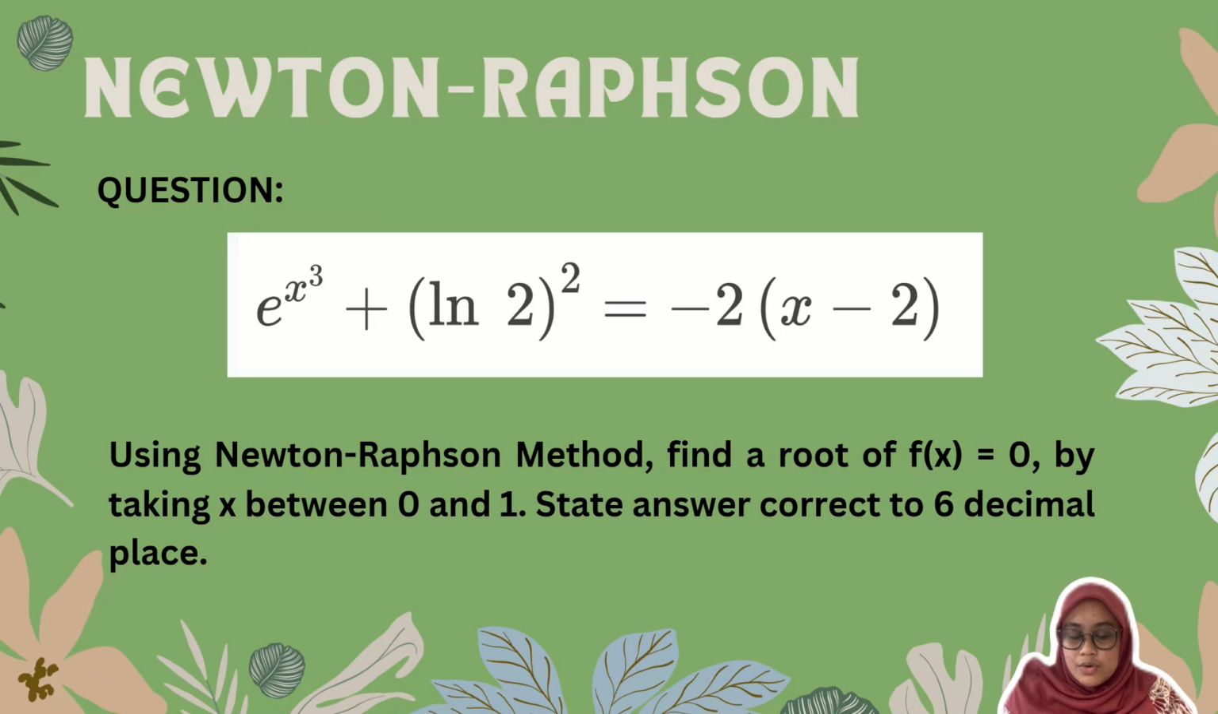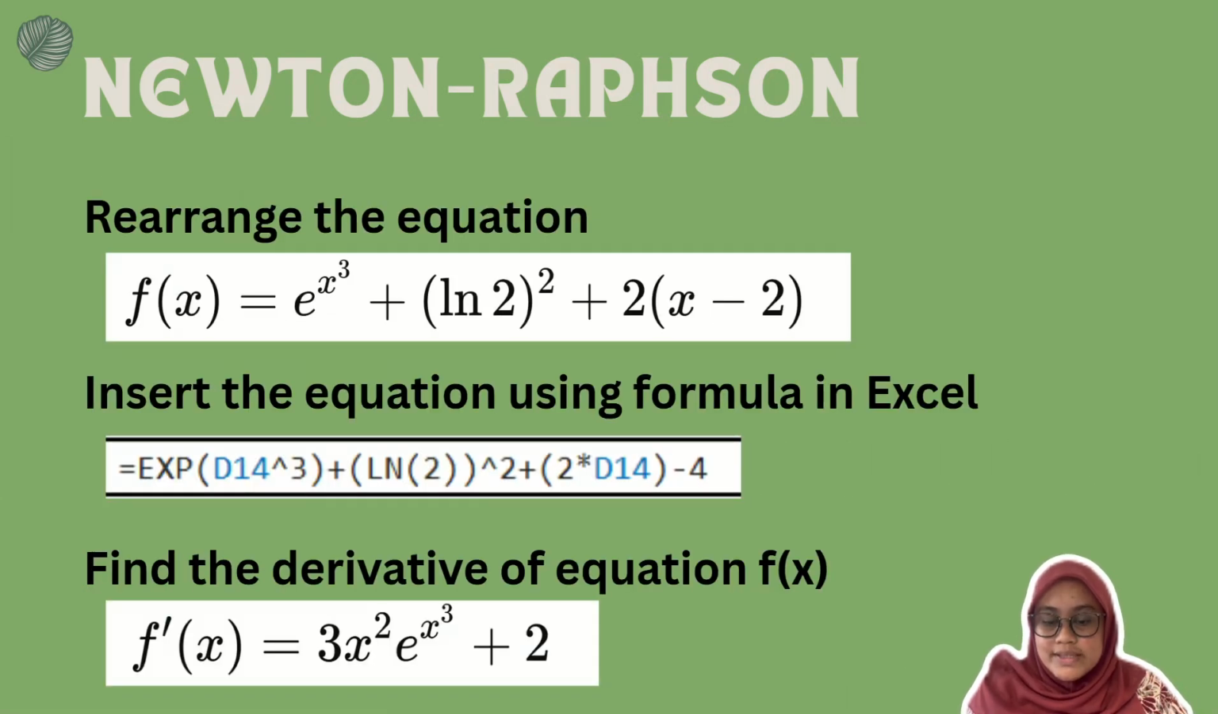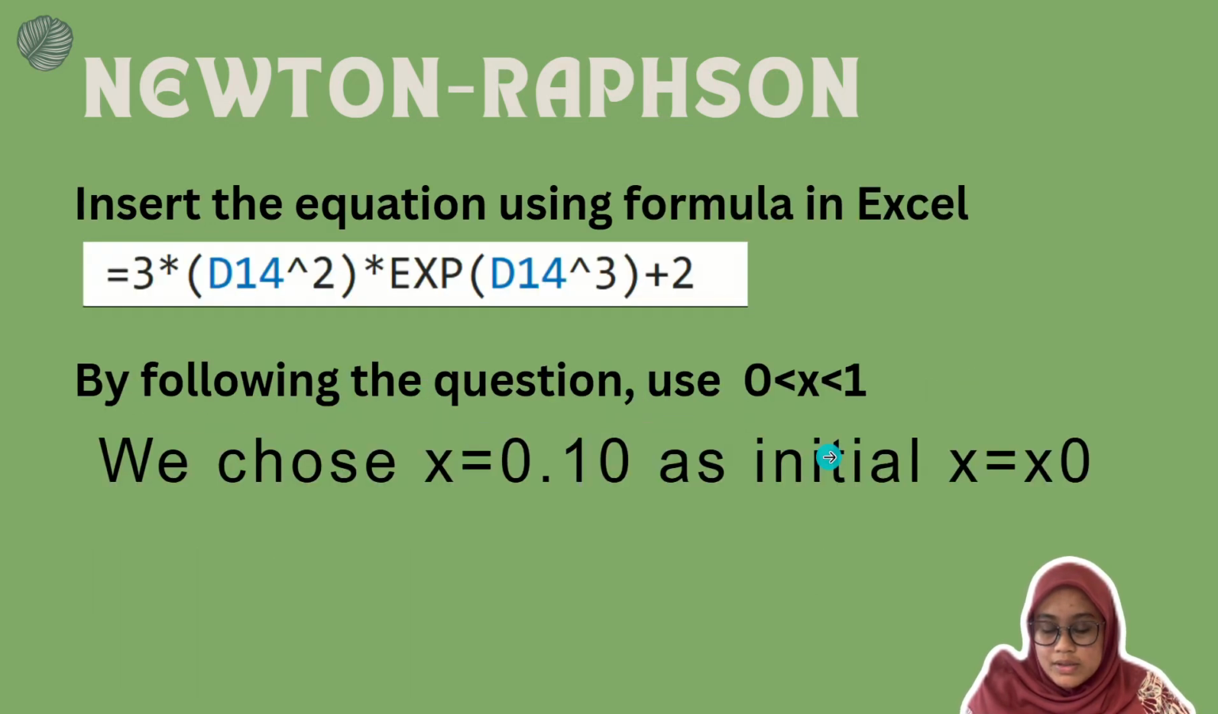Using Excel, we need to rearrange the equation into f(x) equals e to the power of x cubed plus ln 2 squared plus 2 times (x minus 2). Then, insert the equation using a formula in Excel. After that, we need to find the derivative of f(x) and reinsert it using a formula in Excel as shown. Following the question, we need to use x between 0 and 1.